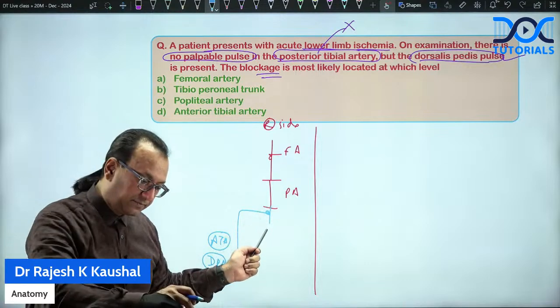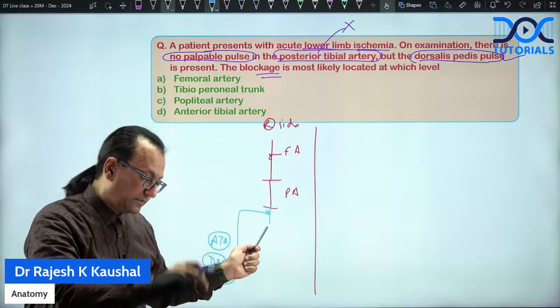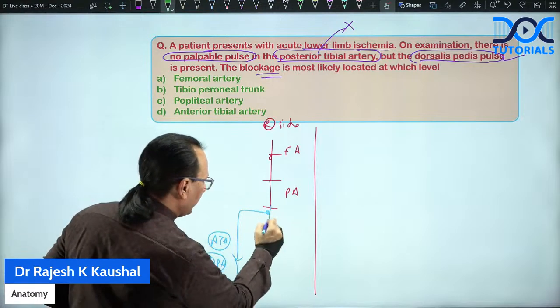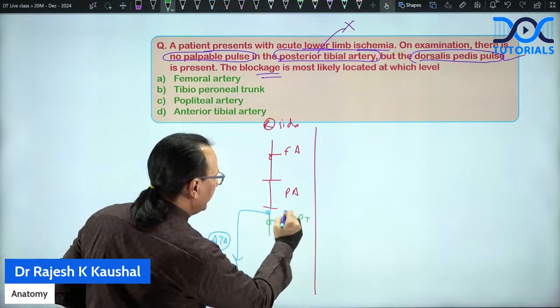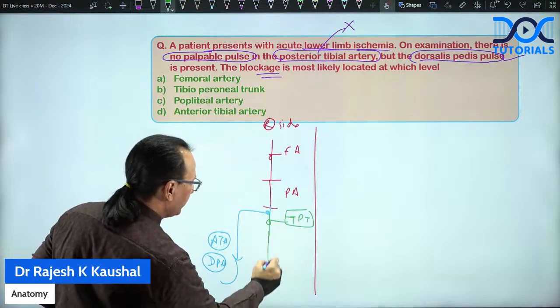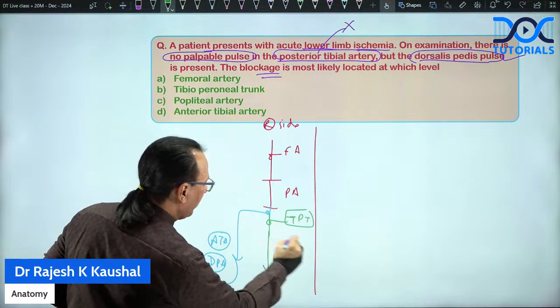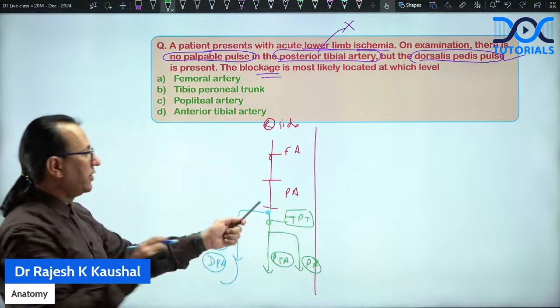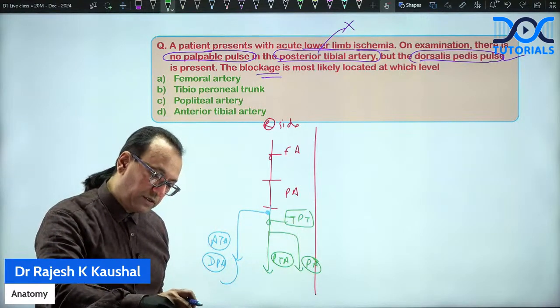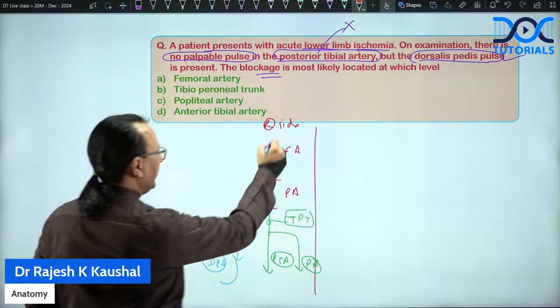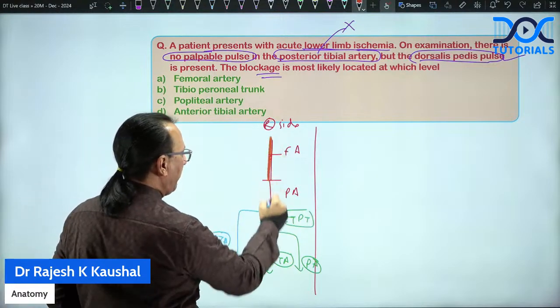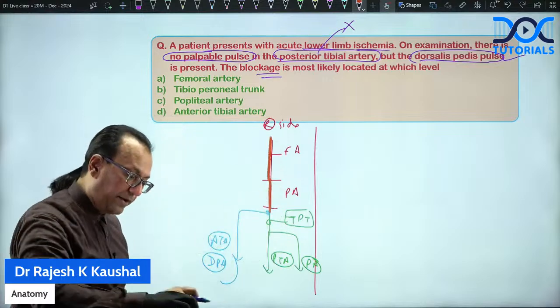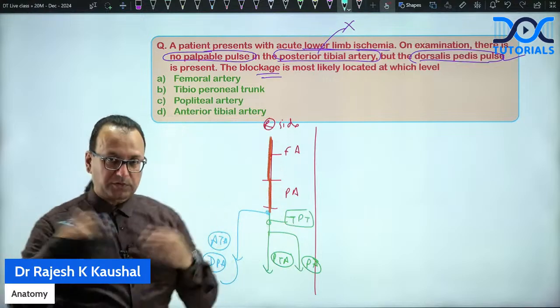On the other hand, if you follow, you can see that the other one is called the tibio-peroneal trunk, because now it is giving us the posterior tibial artery and the peroneal artery. So that is why it is called the tibio-peroneal trunk. I'll repeat again. The artery which you see here is the femoral artery becoming popliteal artery, and then the popliteal artery divides into two.